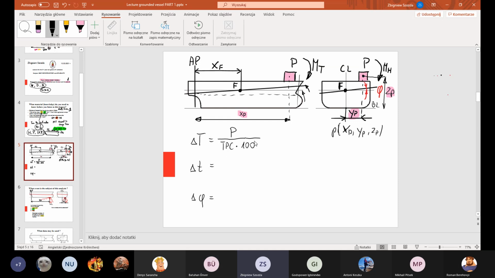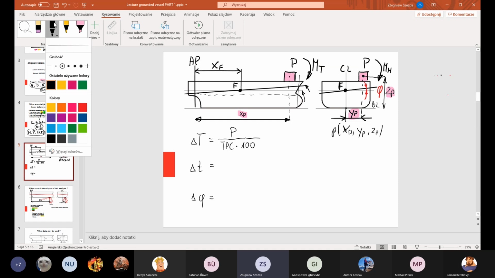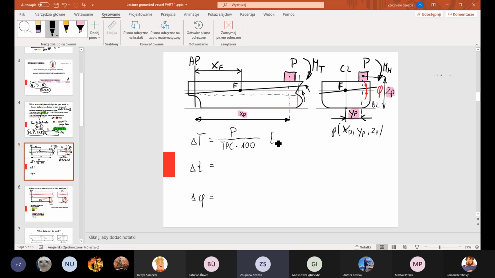And what is the role of 100 here? To change centimeters to meters. Yeah, if you multiply TPC by 100, the final result of your calculation will be expressed in meters. If you did not do it, the final result will be in centimeters. And we, of course, prefer meters as the final result of calculations. Fine. So this is the first degree of freedom, change of mean draft.